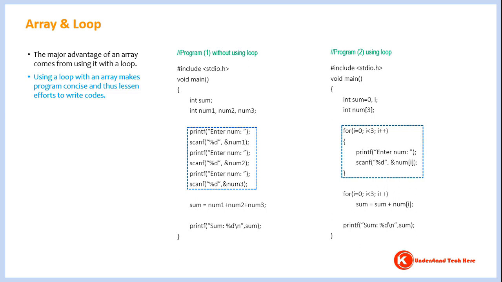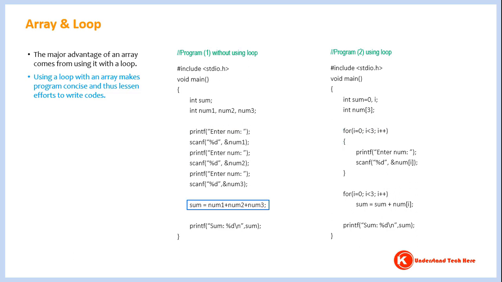This is how we add numbers without using an array and loop. Think how inefficient it would be if you had to add, say, 100 numbers. See how easily we can add numbers using array and loop. Whenever there is an array, in almost all cases, you would be and should be using a loop.